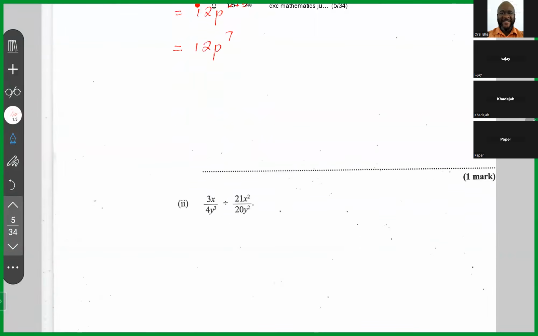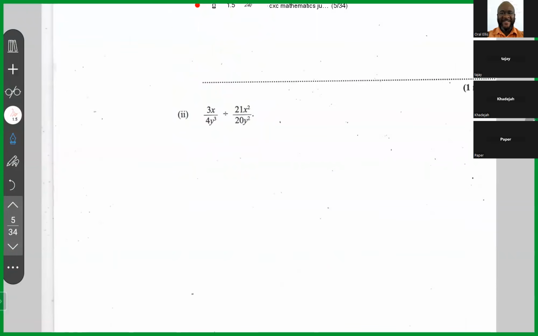All right, down here, we are doing algebraic fraction, and we're dividing fractions. So whenever you're dividing fractions, you write back the first fraction, 3x over 4y to the 3rd. Change the division sign to multiplication and invert. We have 20y squared all over 21x squared.